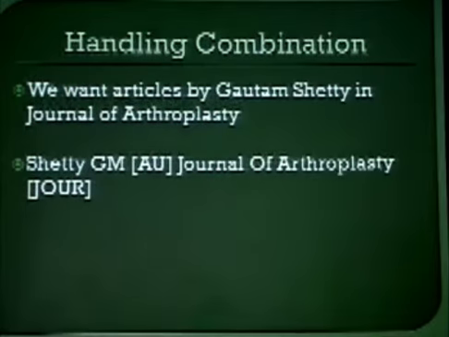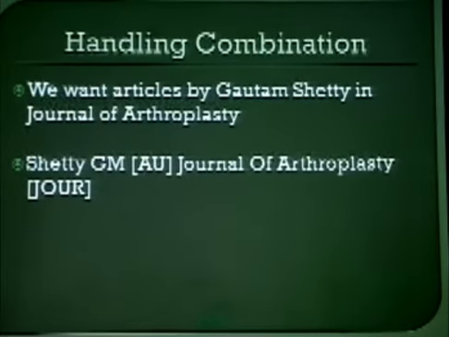Now handling combinations. Like you want to know all articles by Gautam in Journal of Orthopaedics only. So you put Shetty Gautam as author, and Journal of Orthopaedics as journal, and you get all his articles that are published in that journal. So you can just have multiple keywords and define their fields, and you can generate a lot of combinations.